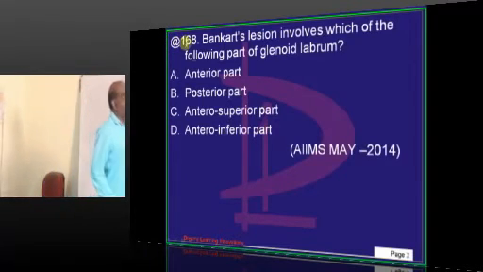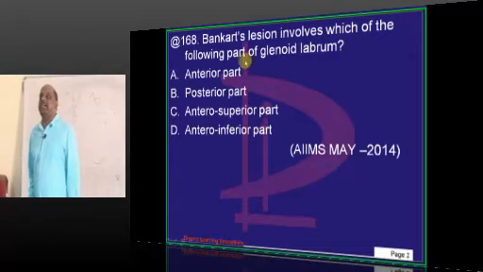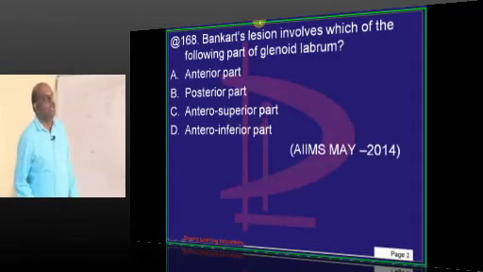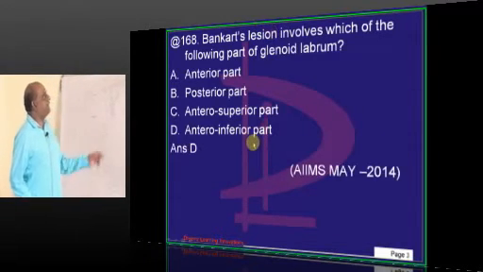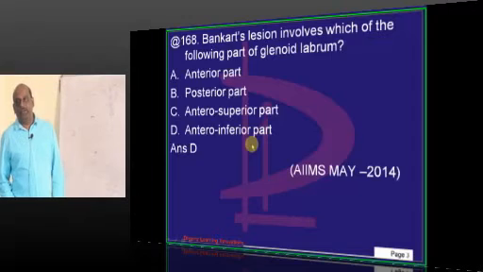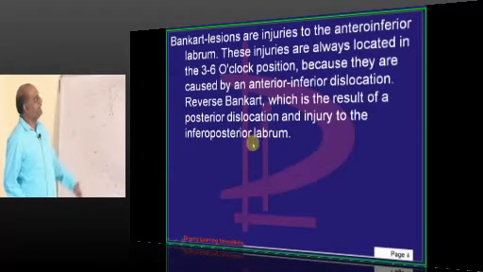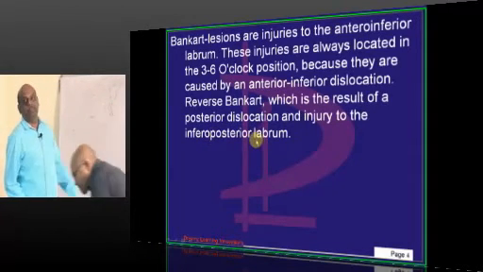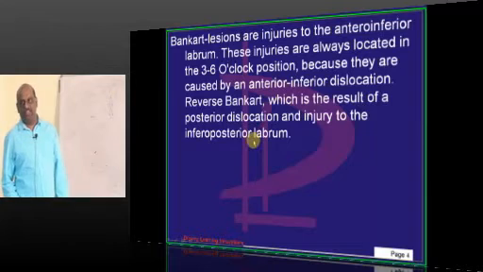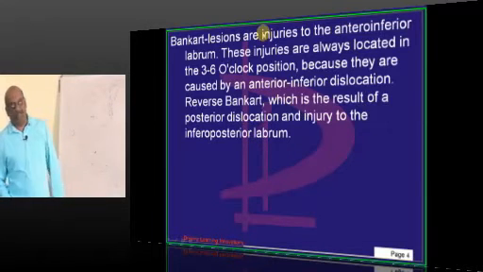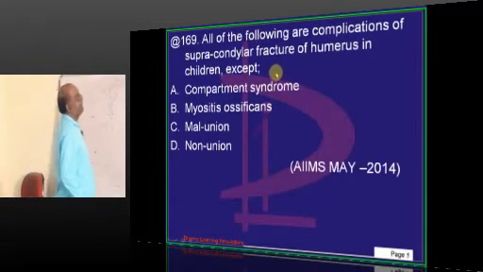Now doctor, Bankart, Hill-Sachs, the 2 lesions in shoulder dislocation are unforgettable. Antero-inferior part. What is meant by reverse Bankart? Infero-posterior labrum. Whenever posterior dislocation is there, you get reverse Bankart, is what needs to be remembered.